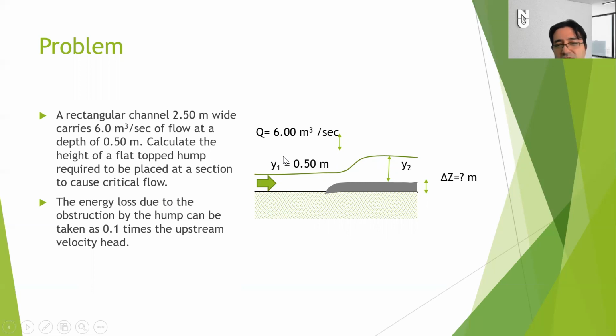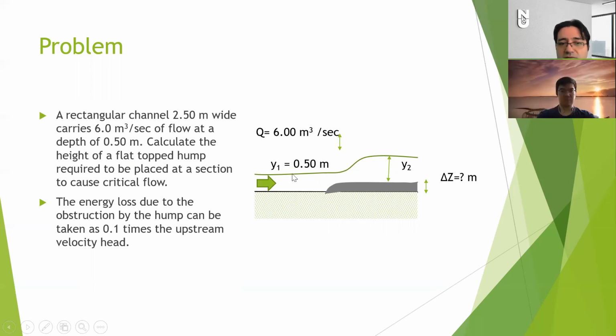Do you remember what the velocity head is? Can anybody answer this quickly? What is the velocity head on the upstream flow? Velocity squared over 2g, right? Velocity squared over 2g is the velocity head. You remember potential head, velocity head? Yes, these are the heads that we have. So velocity head is velocity squared over 2g.